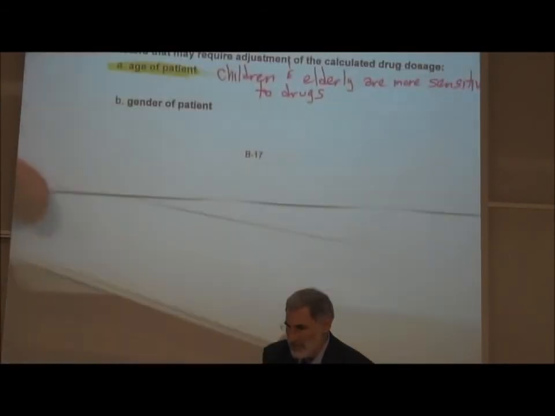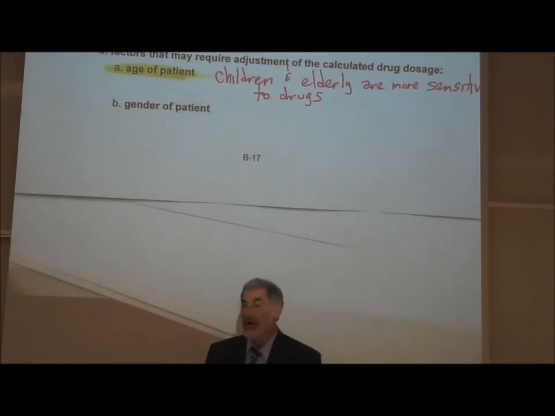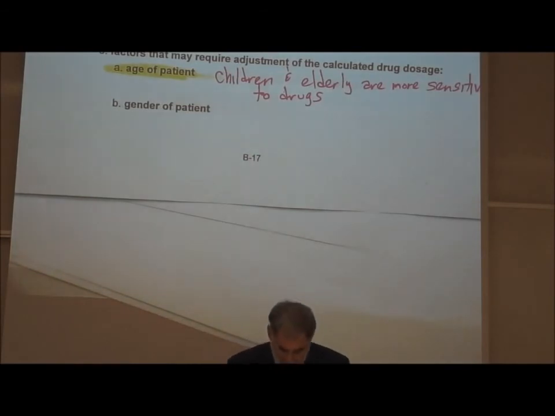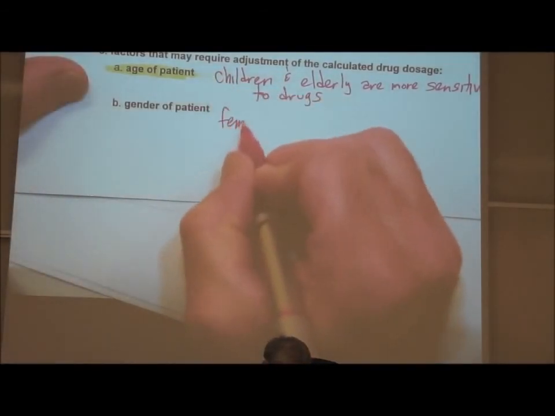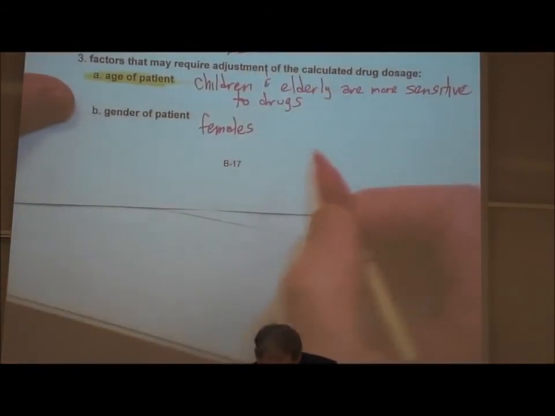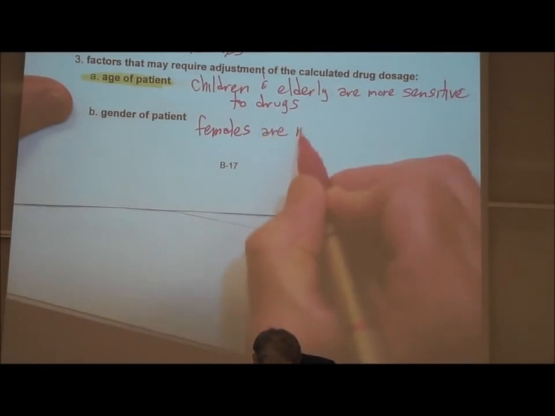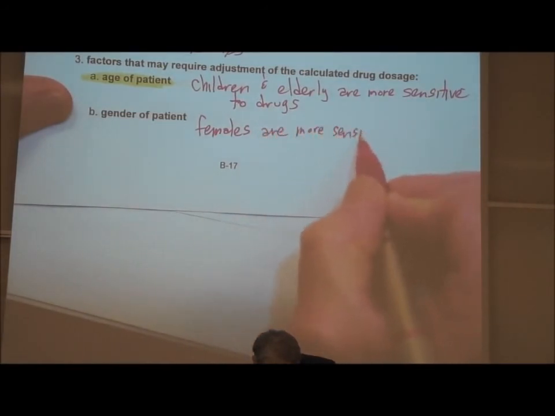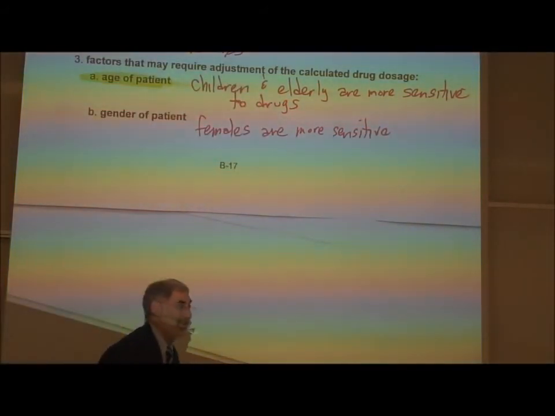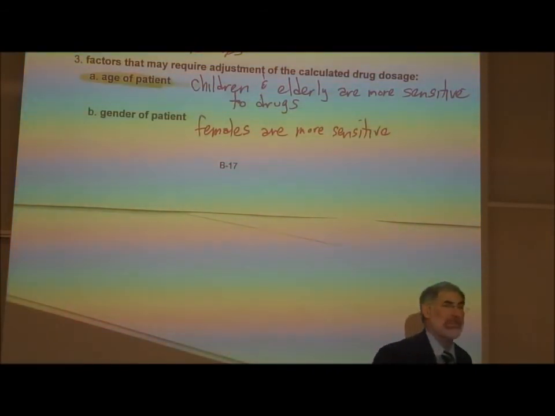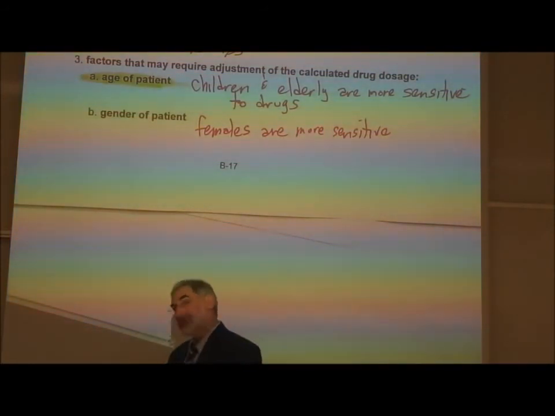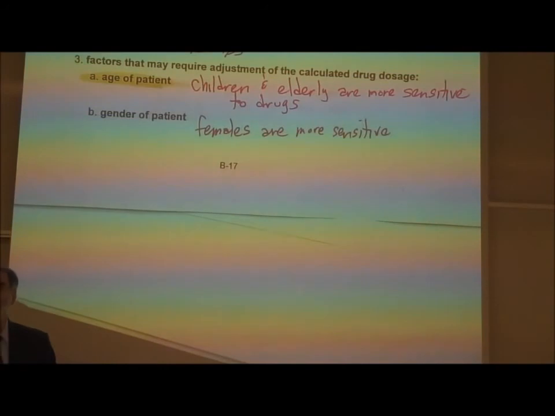The gender, whether they're male or female: who's more affected by drugs? Who's more sensitive in general, males or females? Females, because females also metabolize or break down drugs more slowly than guys do. So females are more sensitive. Why do females in general break down drugs more slowly than guys? Who's got a slower metabolic rate? Females. Their metabolic rate is slower, so the rate of all the biochemical reactions occurs at a slower rate than in guys.